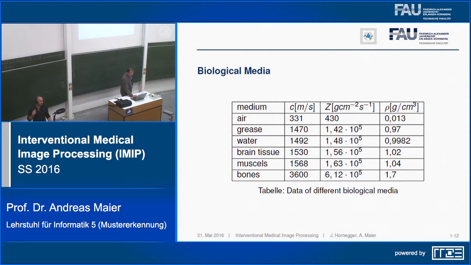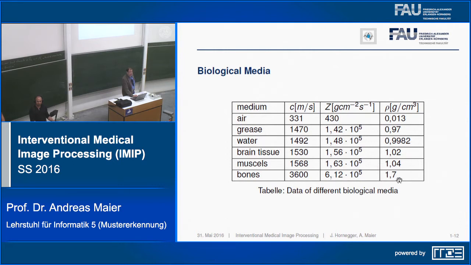And in bones, you have bones are very dense, and in bones you have a much higher propagation speed. So within bones, you would have 3,600 meters per second that the waves actually propagate at. The interesting thing is now that grease, water, brain tissue, muscles, they are all more or less in the ballpark of 1,500 meters per second. And you can also see that the acoustic impedance that is given here is also in a very similar range. In air, you have a much lower acoustic impedance, and in bone, it's considerably higher.